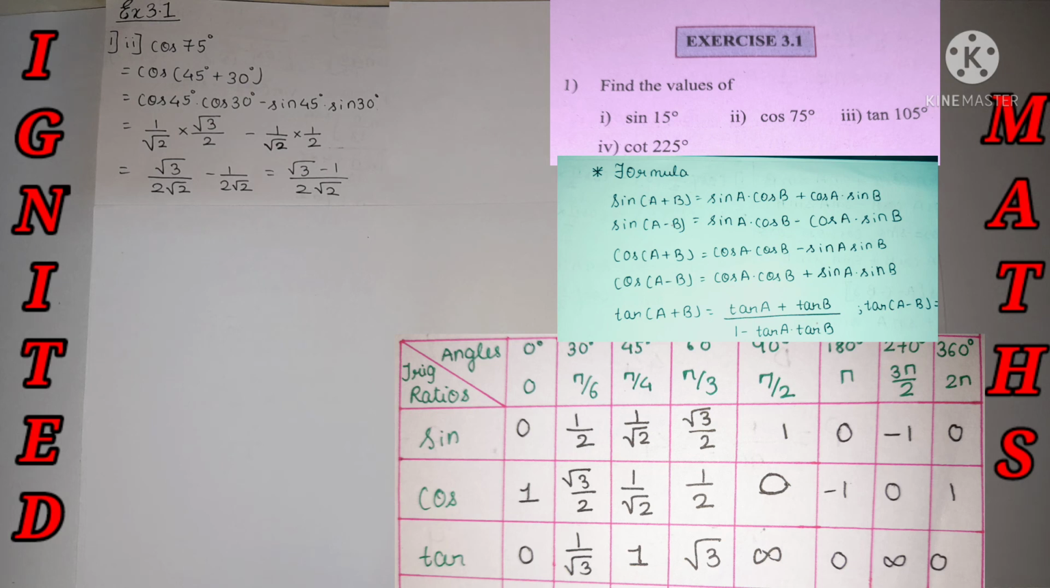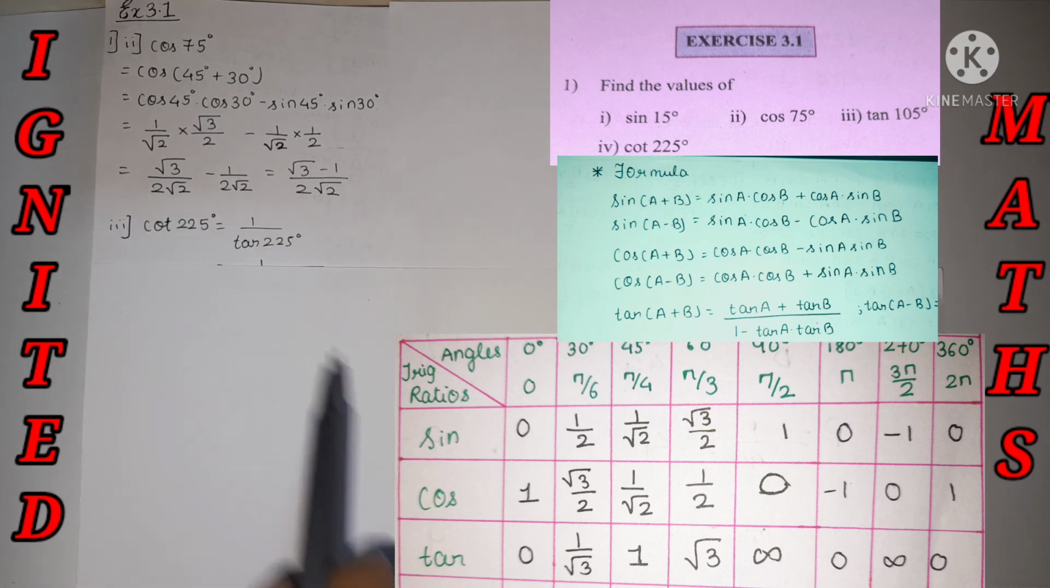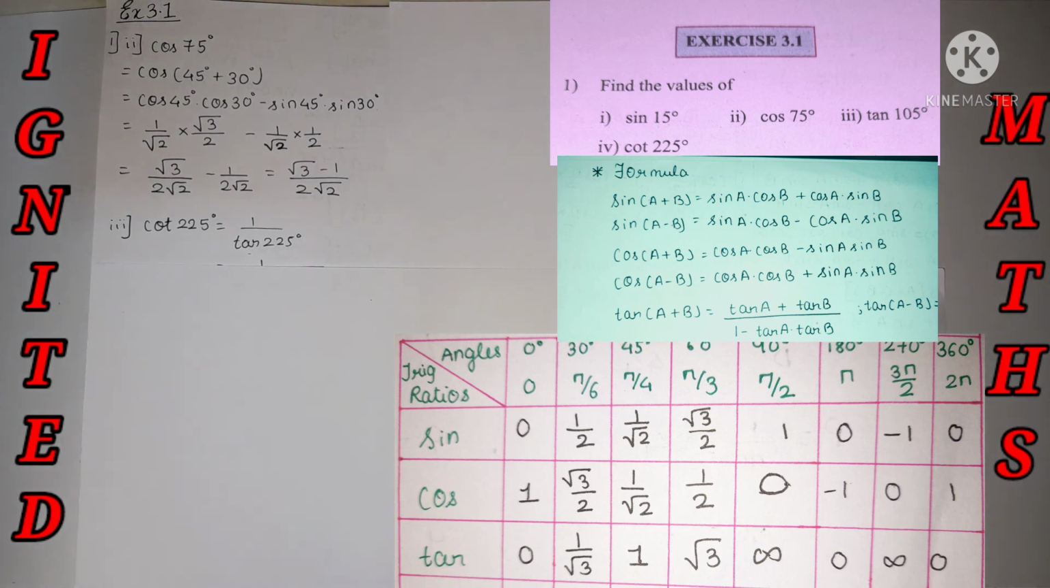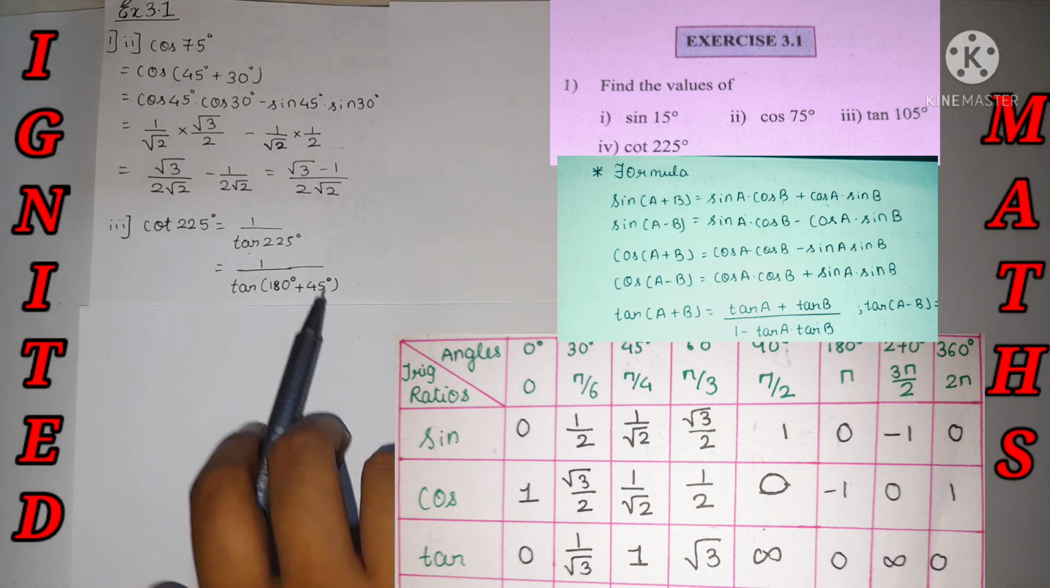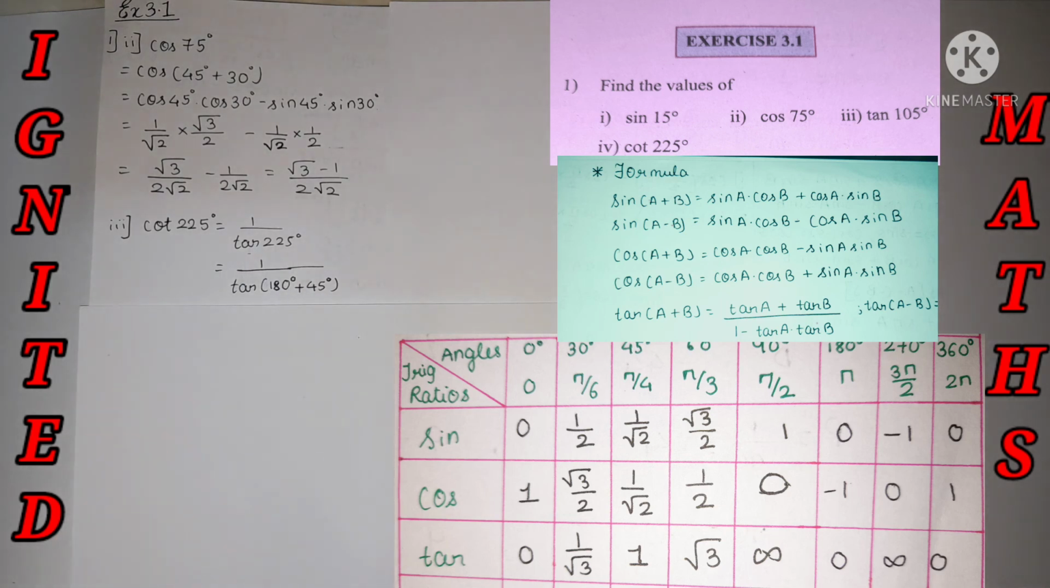But if not, we can take the conversion of the tan and find the formula. It's nothing but cot theta is equal to 1 by tan theta. Yes, in which tan 225 degree, we can take a relation of tan of 180 degree plus 45 degree. That's why I have taken the relation.